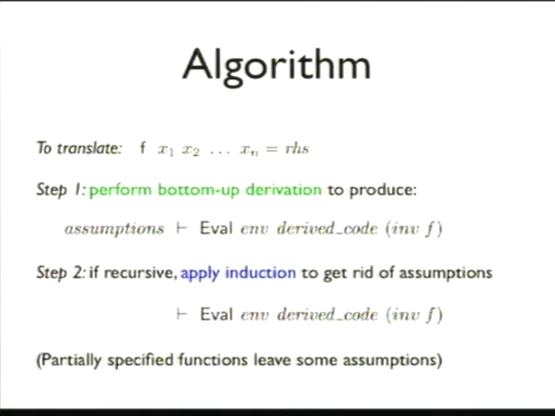So, at a glance, the algorithm is to derive in bottom-up eval theorems of this shape. You get the derived code generated there. You have f, the function you're trying to translate, and you get some assumptions. And you get rid of these assumptions using the induction that arises from the user's termination proof for f. I should also mention that partially specified functions leave some assumptions here, so they can sort of survive this, and then the user gets that.